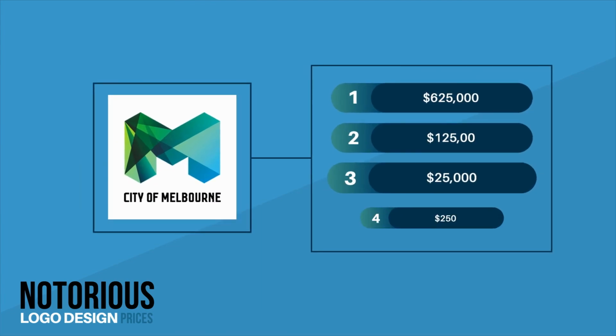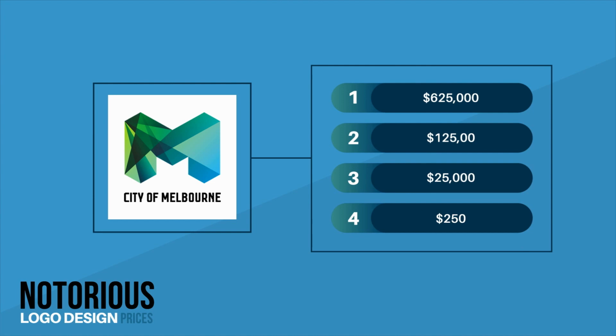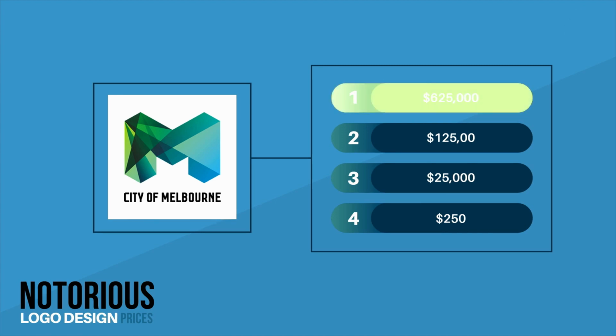The second of 5 logos today is the City of Melbourne logo. And again, this was designed by the Lander Associates, but this time back in 2009. How much was it sold for? Yes, so it went for $625,000, and obviously this design agency is in high demand.